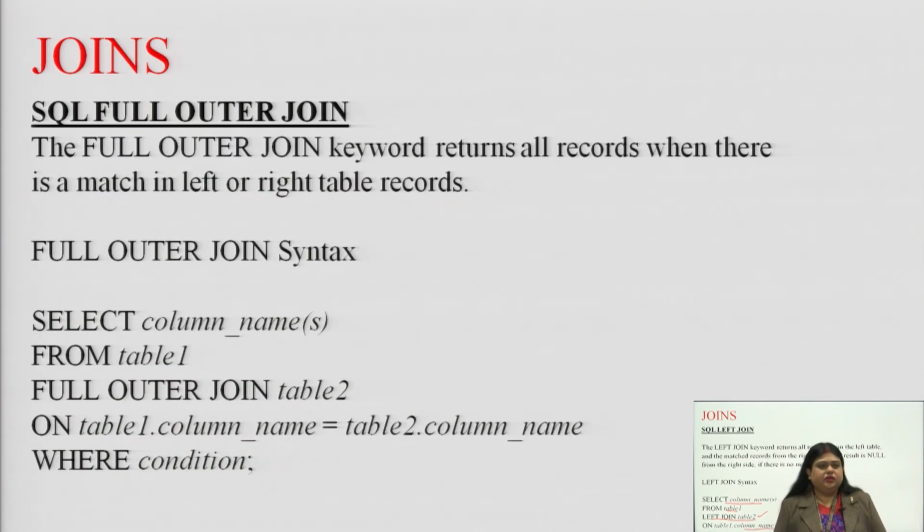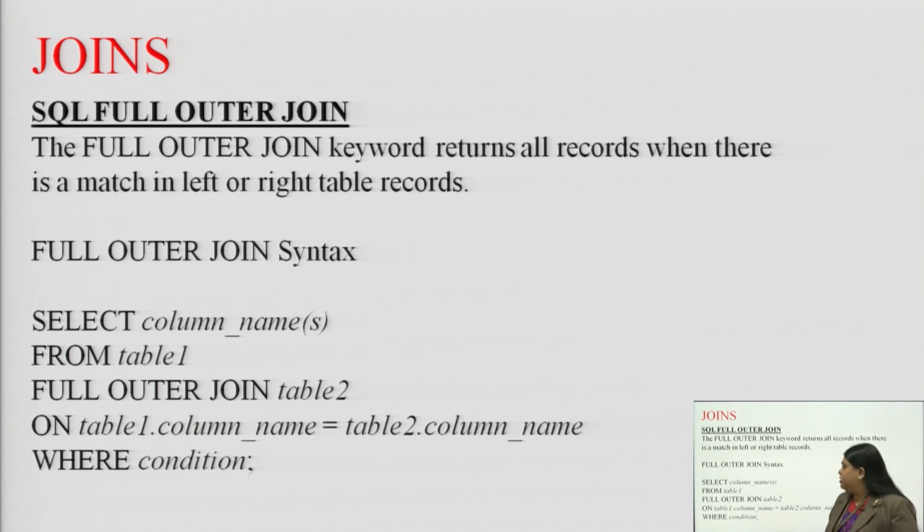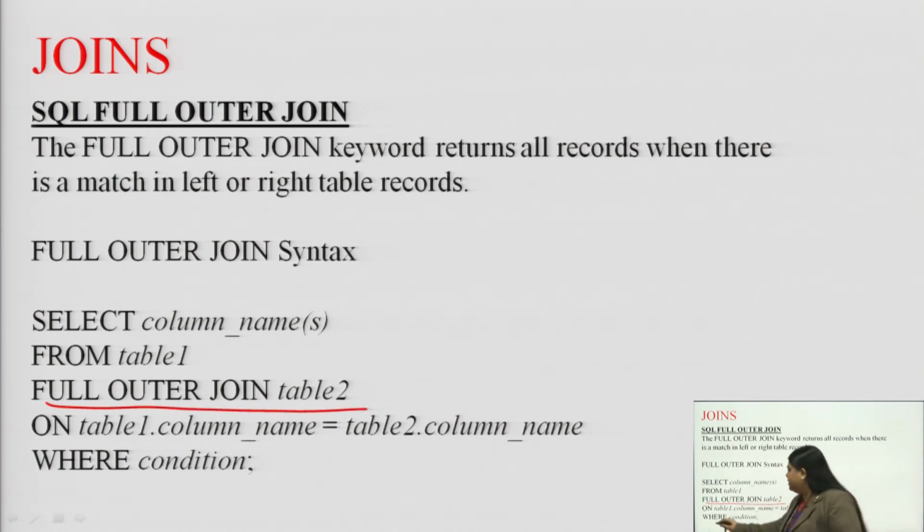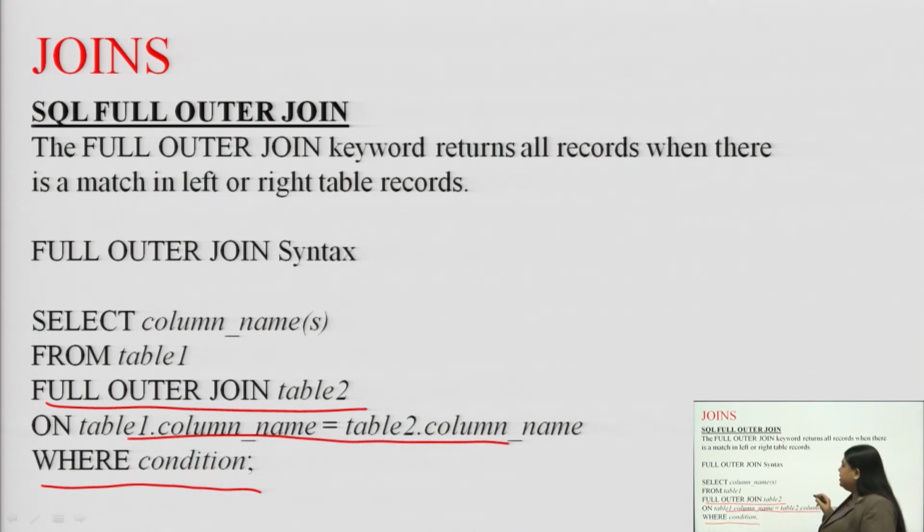We have the full outer join. You can see in the full outer join we just specify full outer join and table 2, and we can also specify the condition. This is how we equate it in case of a full outer join. So, that is all about joins.